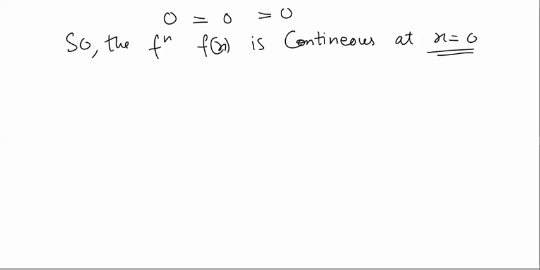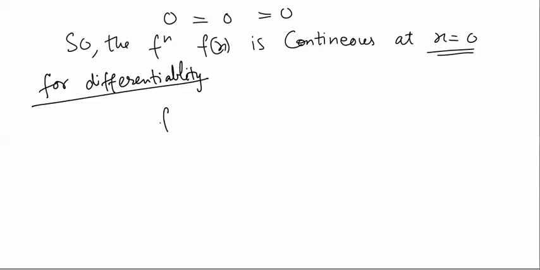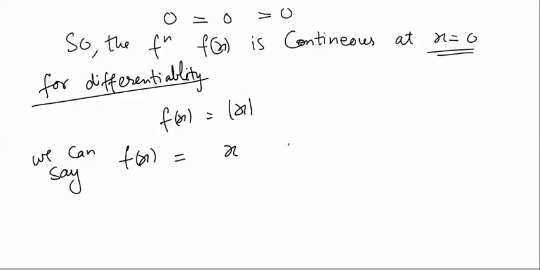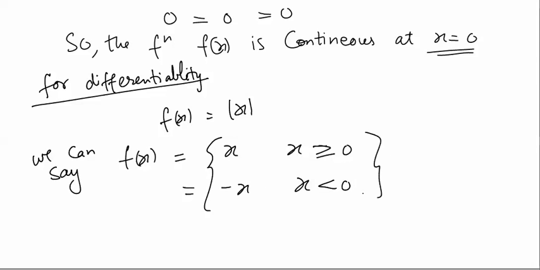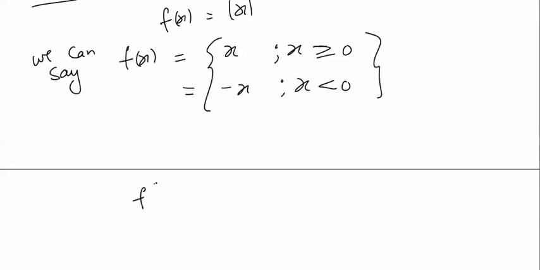Now for the second case, when you're talking about differentiability, what I said was, check whether f dash x is continuous. So what is f x? f x is modulus of x. We can say that f x is nothing but x for x greater than or equal to 0, and minus x for x less than 0, isn't it? So if I find f dash x for differentiability, f dash of x will become 1 for x greater than or equal to 0, and minus 1 for x less than 0.